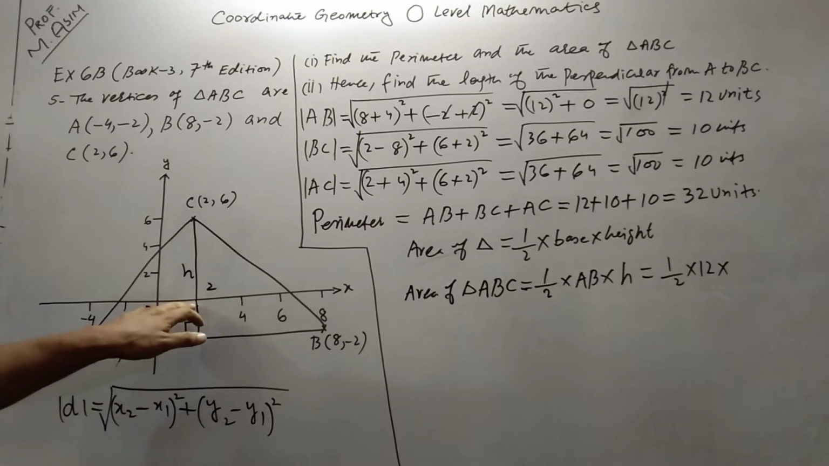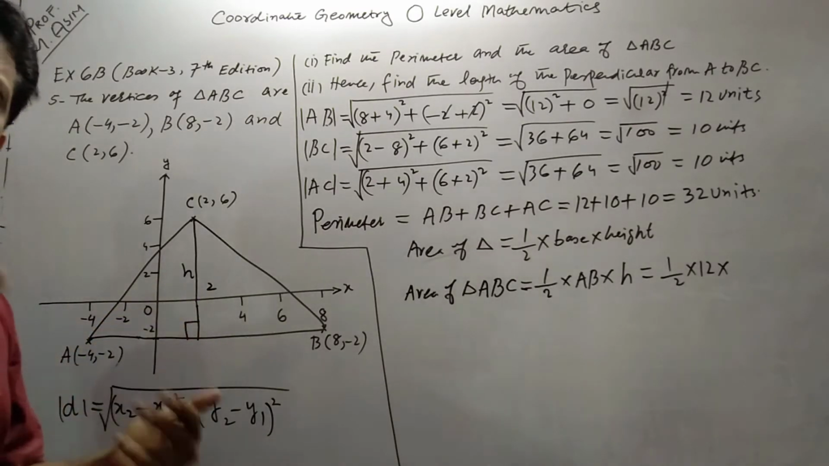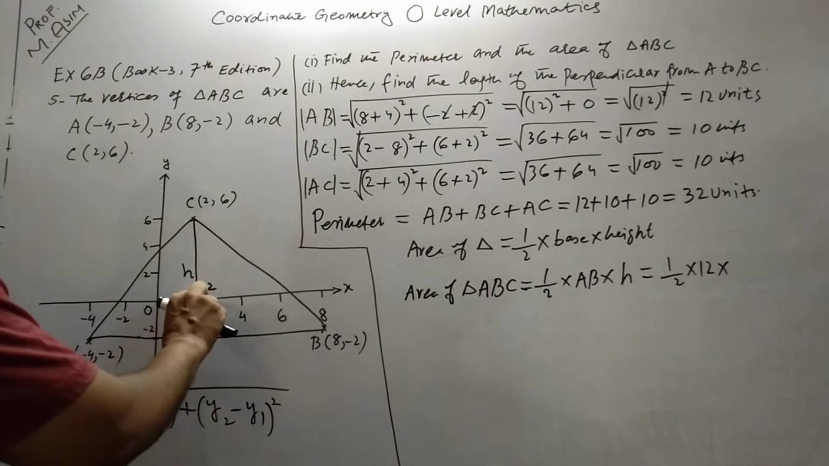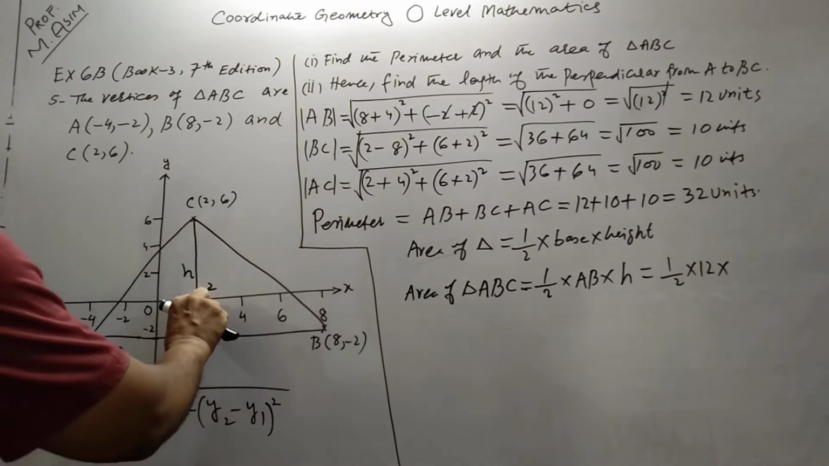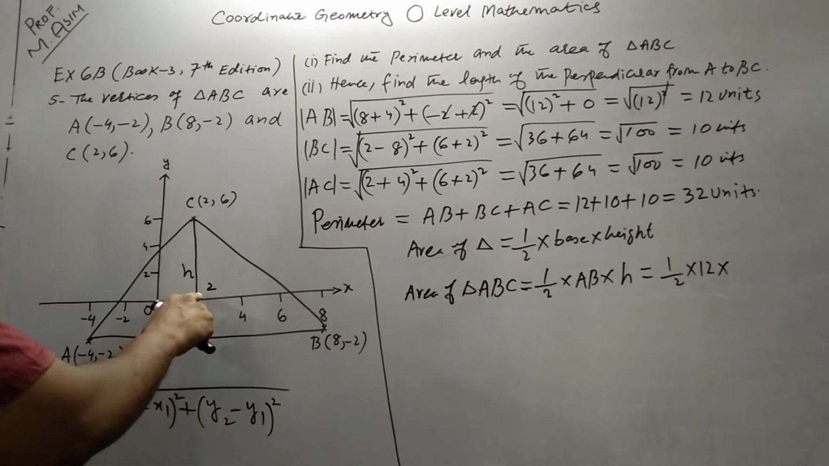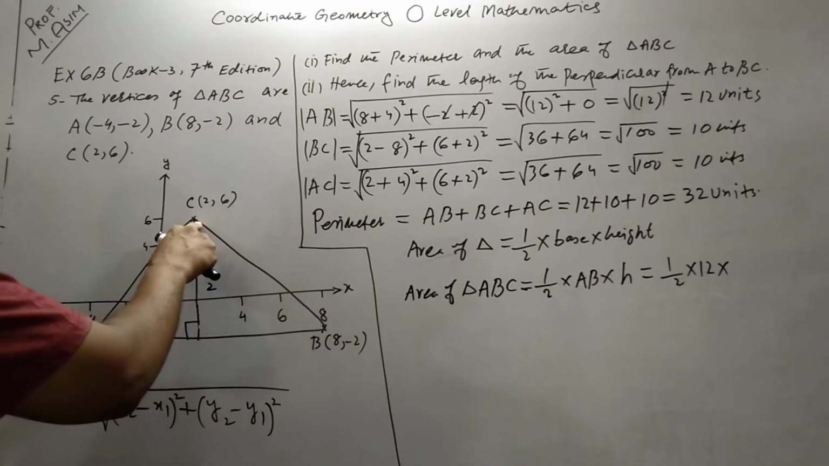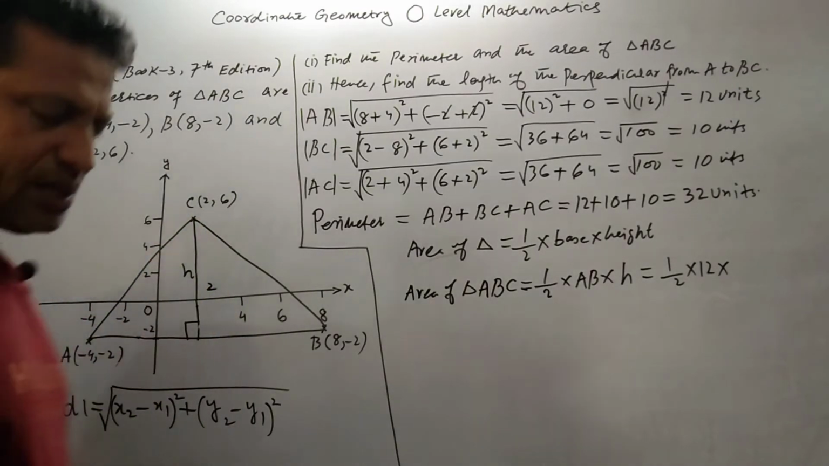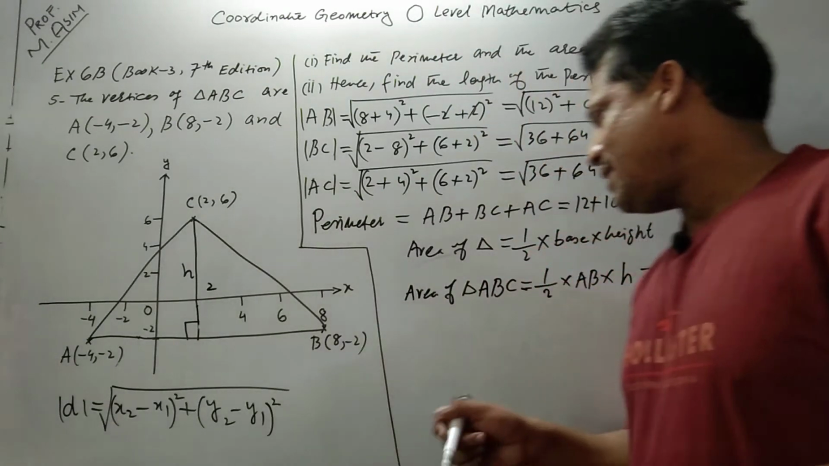From this point to this point, what is the value? Height or length is always positive. So this is minus 2, but we have to say this is 2. And this one, from this 0 to 6, this is 4. So 4 plus 2 is 6. Therefore, our height is 6.